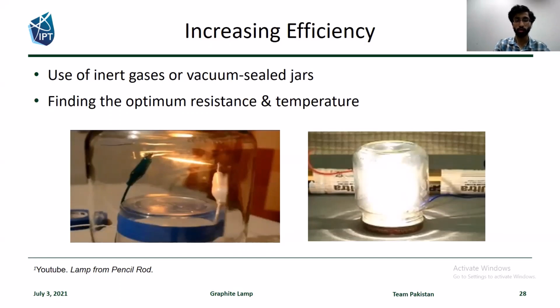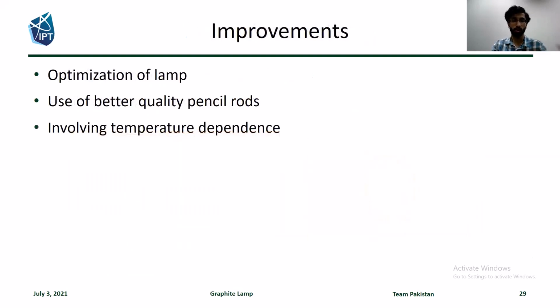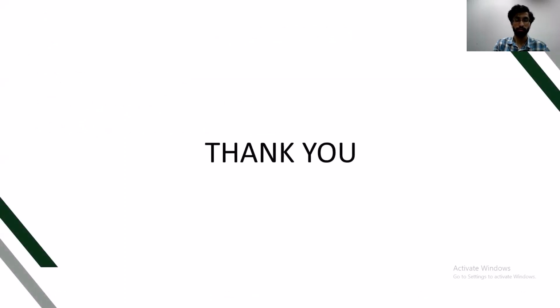And then we can also include the optimum resistance and a temperature part inside this whole setup, and then we can find that particular resistance and temperature, and then that can move towards increasing the efficiency of the lamp. Now, improvements can be the optimization of the lamp, just on the lines of what I mentioned, finding the optimal limit for the resistance and temperature, and use of better quality pencil rods, and then involving temperature dependence as well.